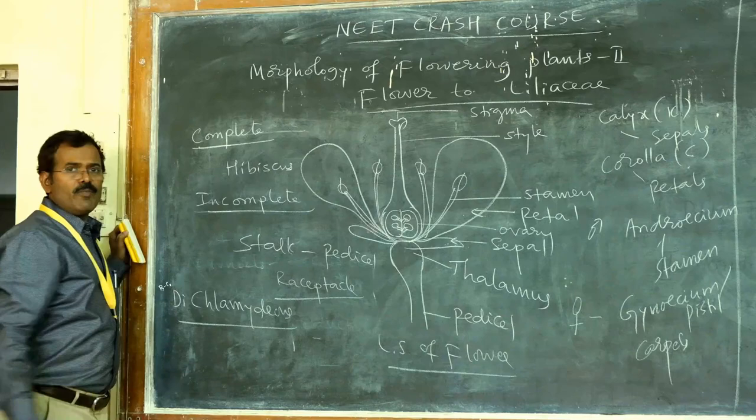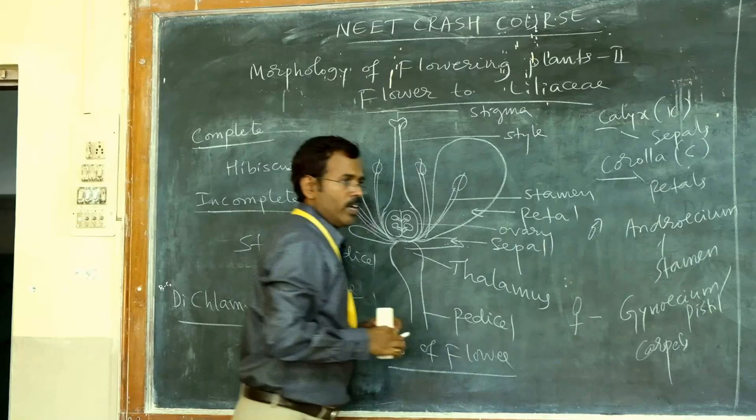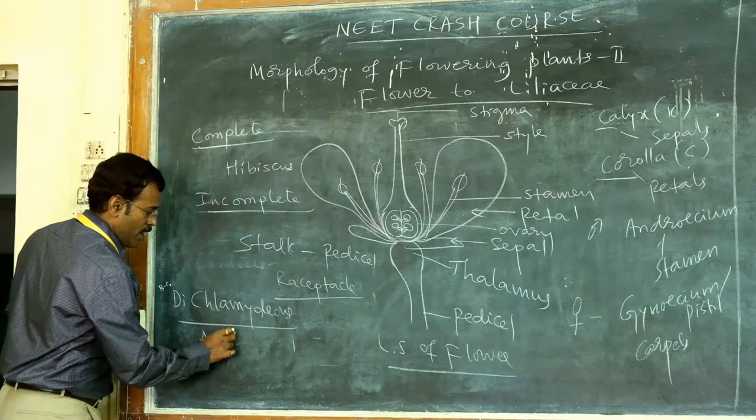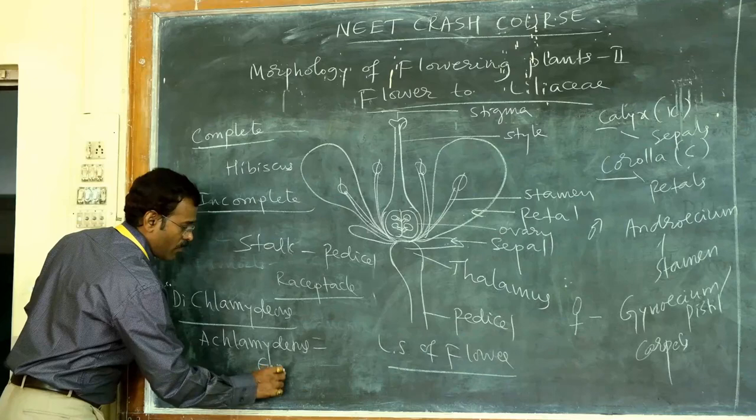A flower having both calyx and corolla is called a dichlamydeous flower. If a flower does not have both the accessory whorls, that is calyx and corolla, then it is said to be an achlamydeous flower. Achlamydeous flowers you can see, for example, in Euphorbia.